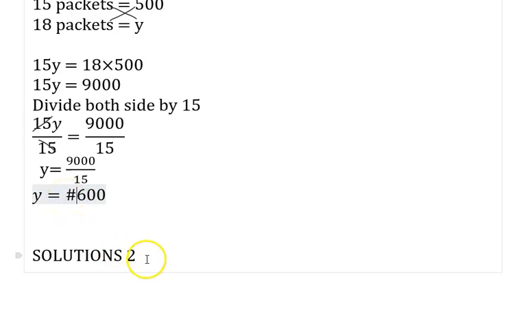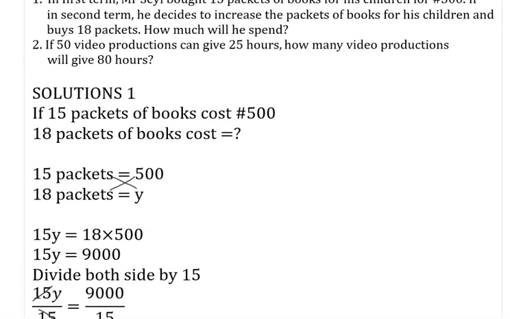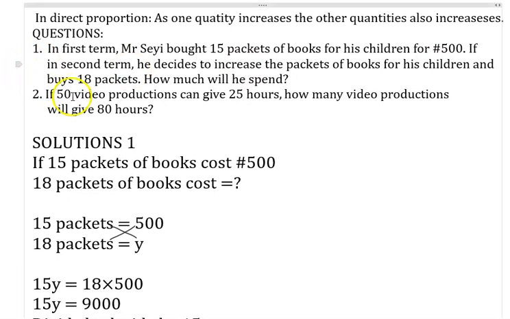Awesome. So solution 2 now. Let's see what the question says. The question says, if 50 video productions can give 25 hours, how many video productions will give 80 hours? This is just a direct proportion. So 50 video productions will give 25 hours. By implication, we have that how many video productions will give 80 hours. That means we have more video productions that will give us 80 hours.